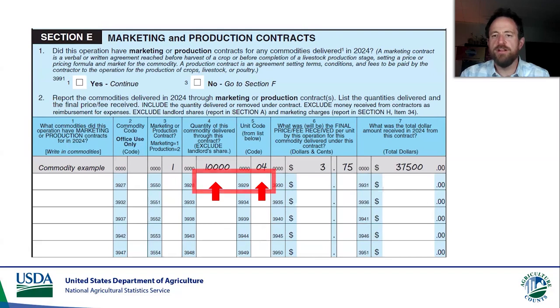In columns 4 and 5, we want to record the quantity delivered through the contract. Unit codes for column 5 are located below the table to correspond with the quantity delivered. Of course, we want to avoid duplicating contract sales and cash sales. However, the quantity delivered under the contract should agree with the quantity sold or removed in the sections that ask for crop and livestock acreage and sales information.